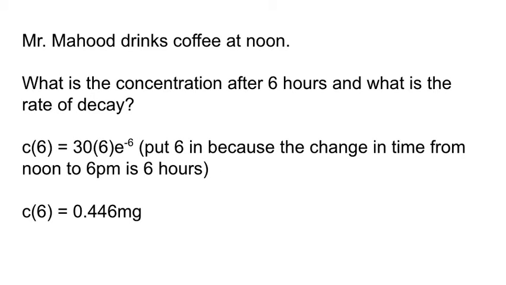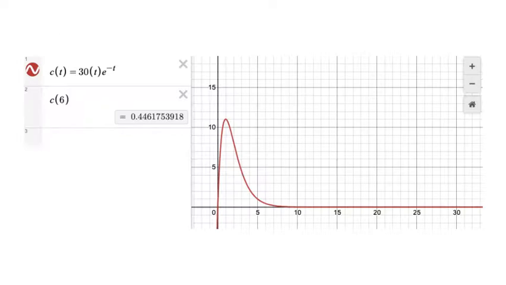So Mr. Mahalo drinks coffee at noon. I want to know the concentration after 6 hours and the rate of decay. This first part of the question doesn't involve rates of change, but I just included it. To find the concentration after 6 hours, I'm going to put 6 into the original function, because this function models the concentration per time. So to know the amount at 6 hours, I just put 6 in for t. Because 6 is the change in time from noon to 6 p.m., I got 0.446 milligrams.